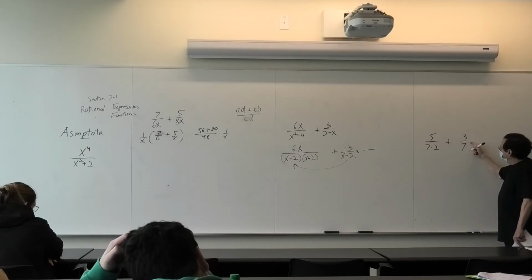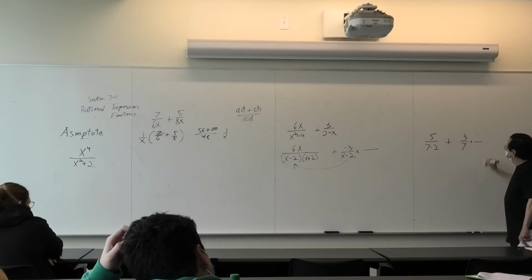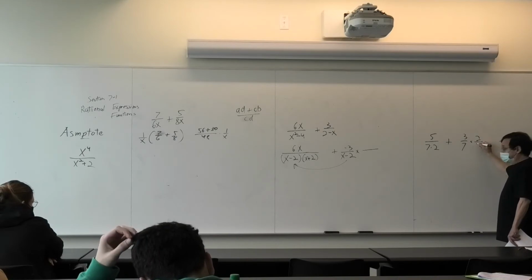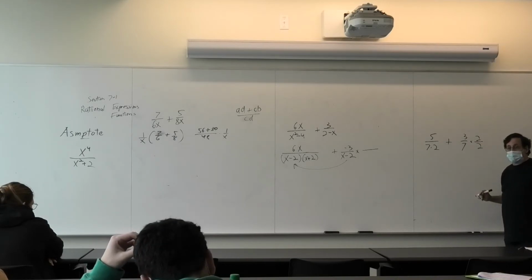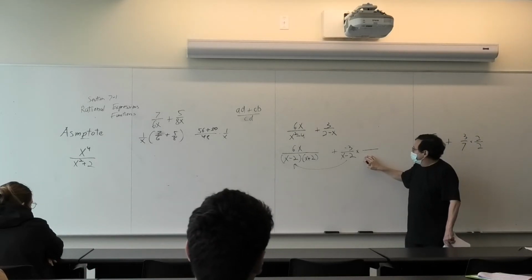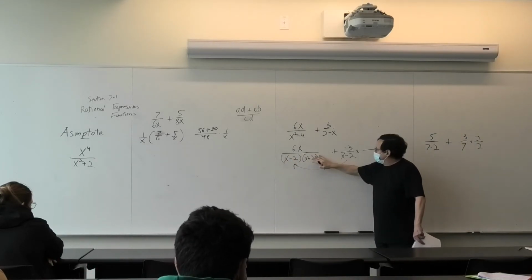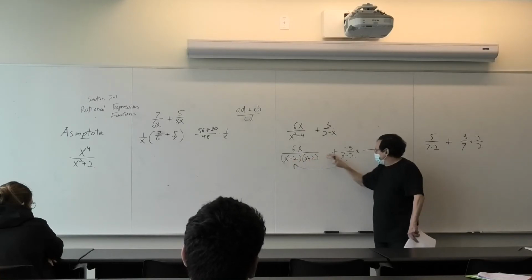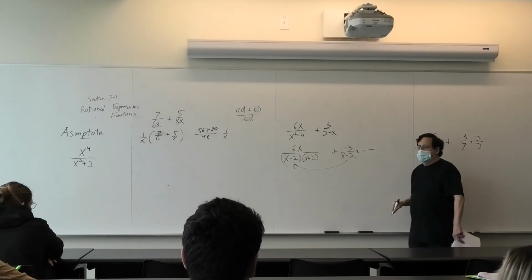What am I going to multiply this by? 2 over 2, right? Which is 1. It's the same idea here. What's missing? What do I have in this denominator that I don't have in this denominator?